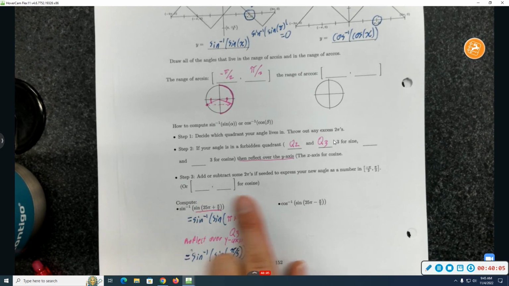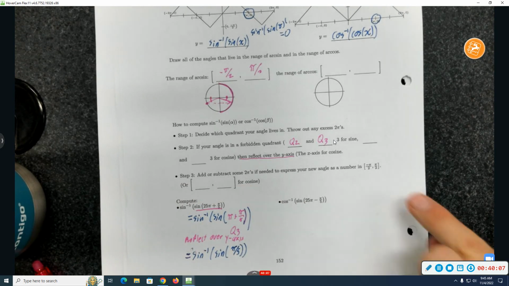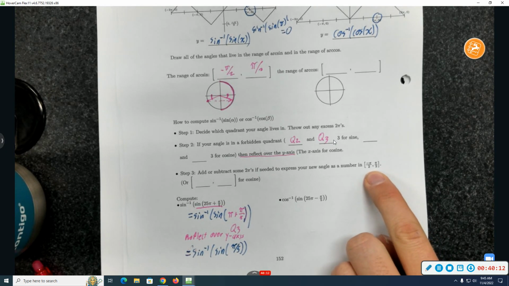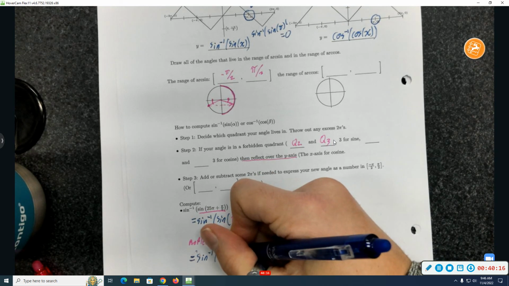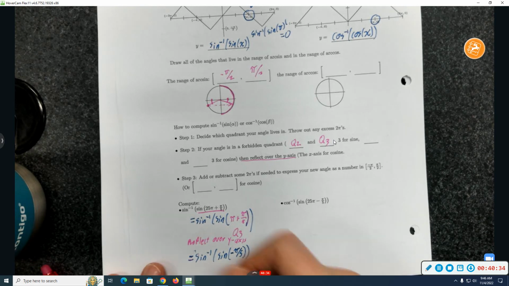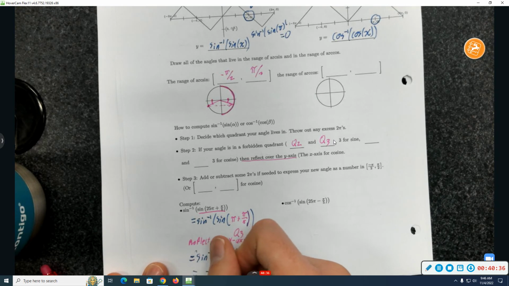All right, step 3, add or subtract some 2 pi's if you're not already in between negative pi over 2 and pi over 2. Is that angle between negative pi over 2 and pi over 2? Yeah. It is negative pi over 5. Same question though. Is this angle between negative pi over 2 and pi over 2? It is. So we're done. This is negative pi over 5.